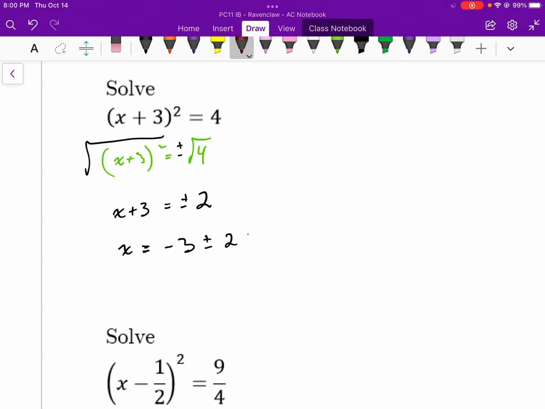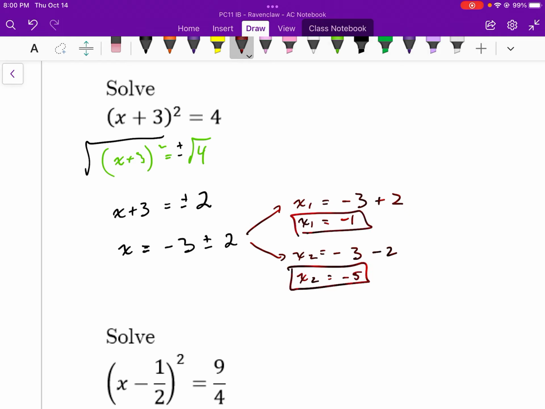And what this really means is that we have two solutions. We have -3 plus 2, and -3 subtract 2. That's what plus or minus means. So we see that x1 can be equal to -1, and x2 is -3 minus 2, which is -5. So we have two solutions, one at -1, one at -5.